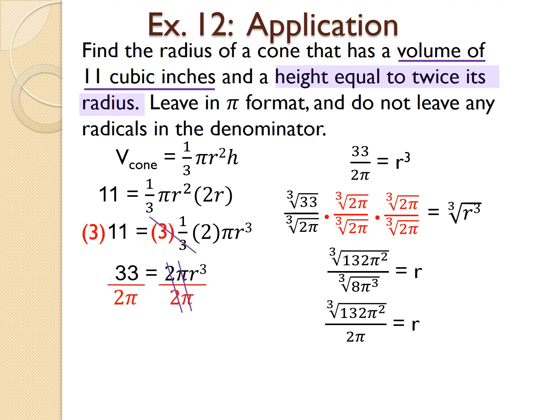There's not 3 of anything. And, of course, 3 doesn't go into 2. So we just have to leave that exactly as it is. It is simplified. It's done. Okay? So that's as far as you can go. And that's what your radius is in terms of pi with no radicals in the denominator.